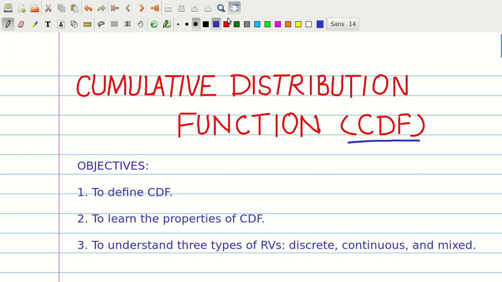The specific objectives of this module are to define the term CDF, to learn the properties of CDF, and to understand the types of random variables specified in terms of the CDFs, namely discrete, continuous, and mixed random variables.